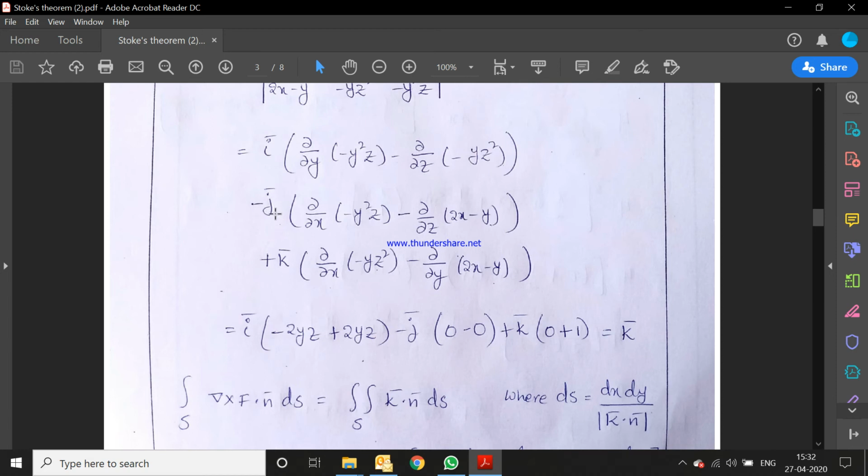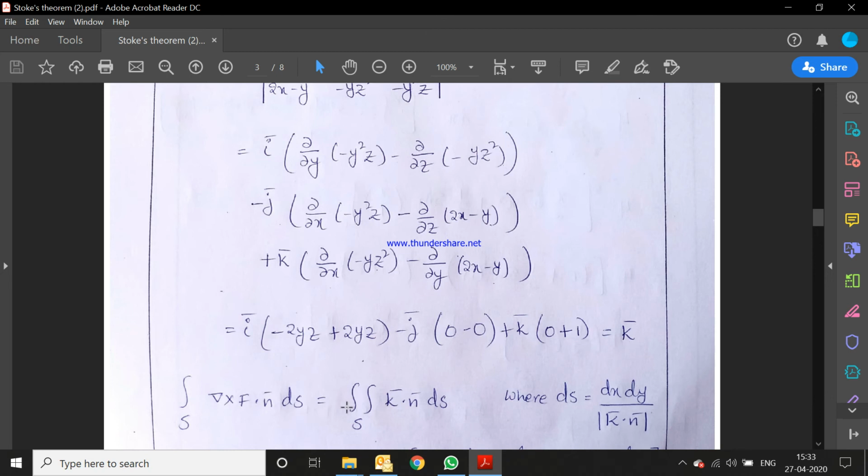Next term, minus j bar into dou by dou x of y square z, derivative 0. There is no x term, these two are constants, so that's 0. Next, minus dou by dou z of 2x minus y, derivative also 0, since x and y are constants. So plus k bar into dou by dou x of minus yz square, which with respect to x is also 0. Next, dou by dou y of 2x minus y: here the y derivative is 1, with the negative sign minus 1, and minus of minus is plus 1. So we get the curl F bar value as k bar.